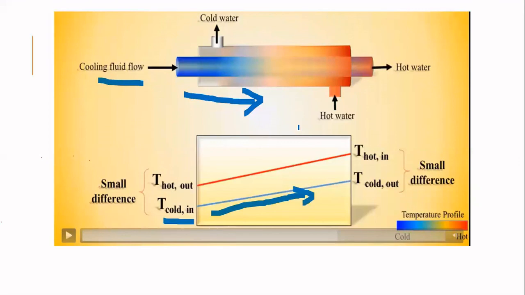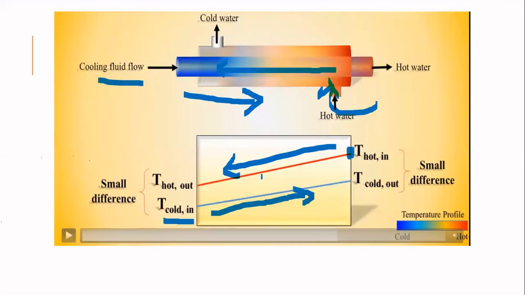But the hot water in this particular case is entering from the right direction. So on the right side, the temperature of the hot water is high. And as it will be traveling to the left, what is going to happen? The temperature is going to drop down continuously. So this is the direction of flow for the two fluids, and this will be the temperature profile which we are going to get in this case.